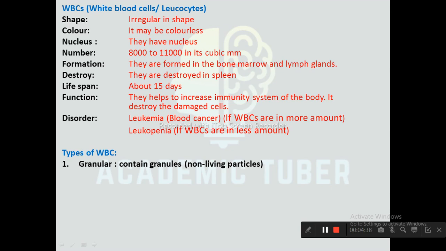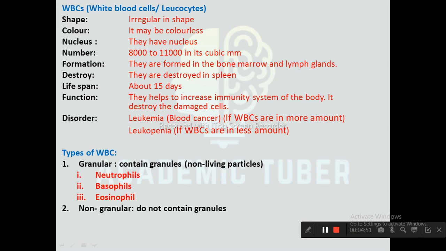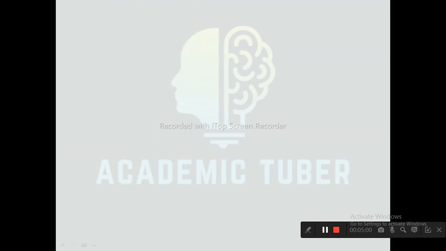They are granular, containing granules, non-living particles. Examples of granular are neutrophils, basophils, and eosinophils, whereas non-granular WBC do not contain granules, and examples of non-granular WBC are lymphocytes and monocytes.